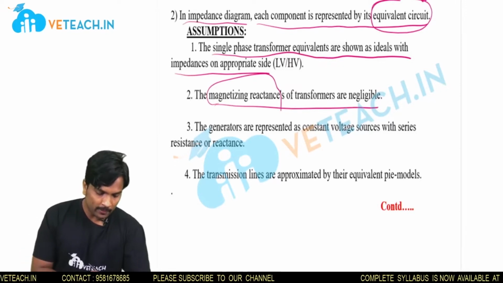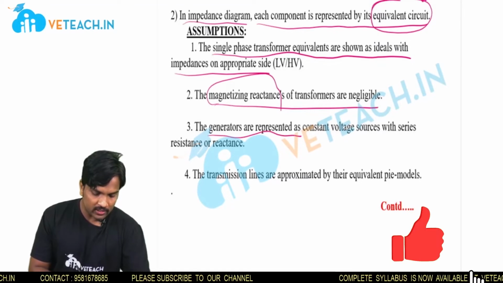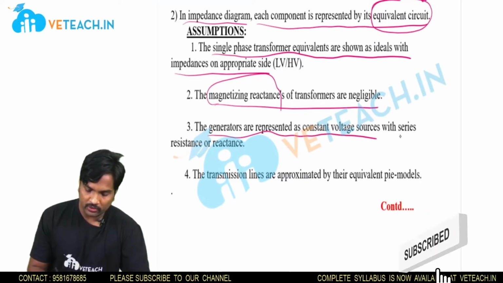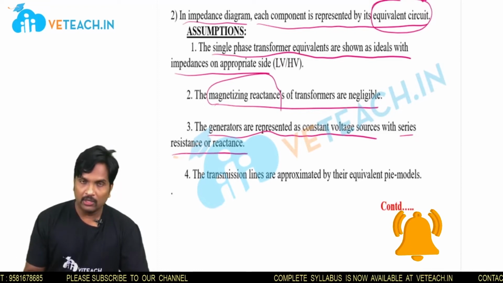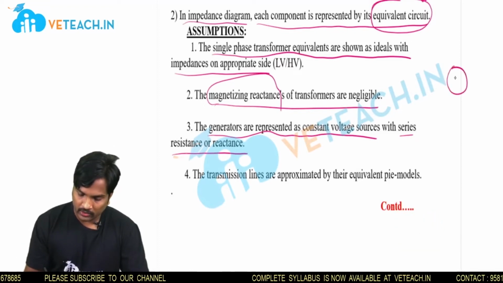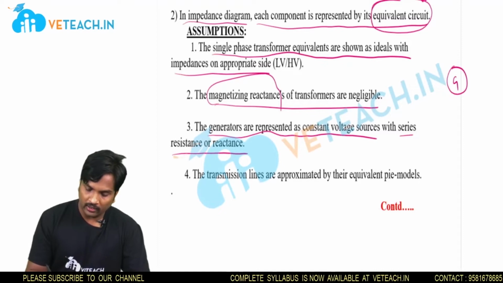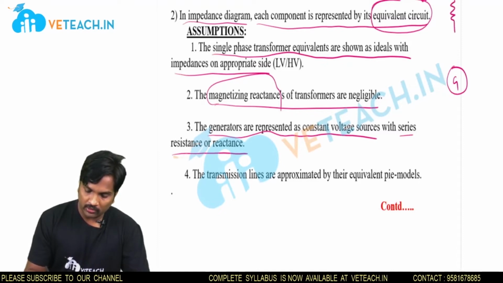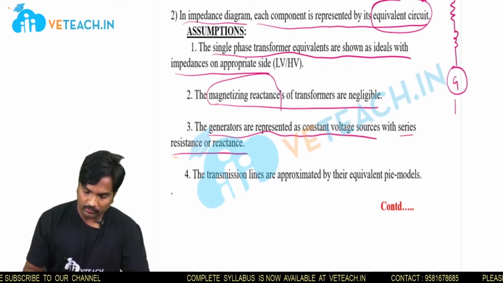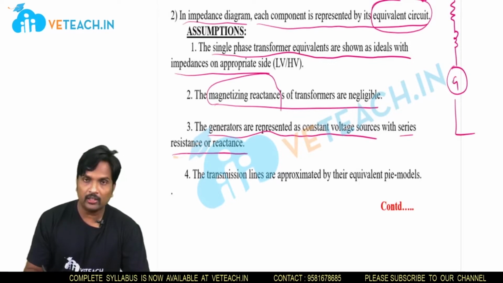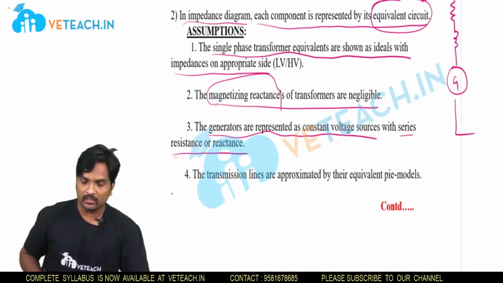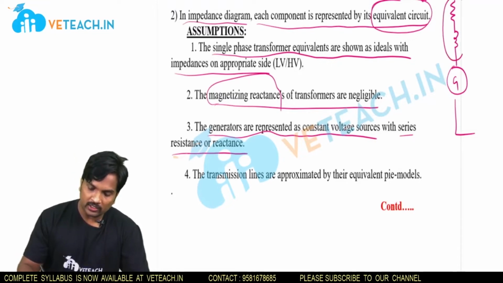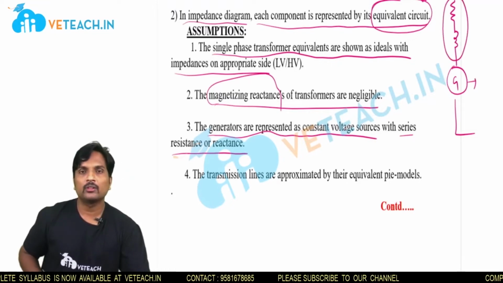The third one is generators are represented as constant voltage sources with series resistance or reactance. That is, if you have a generator G, it is represented with a series impedance like this. This is the representation of a generator in the impedance diagram. Similarly for a motor also, an impedance is connected in series with the voltage source.